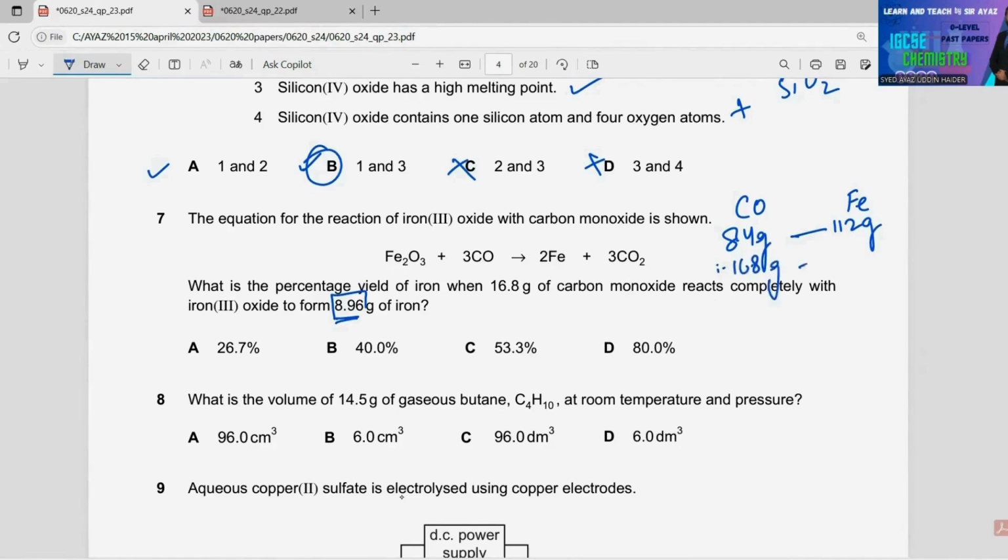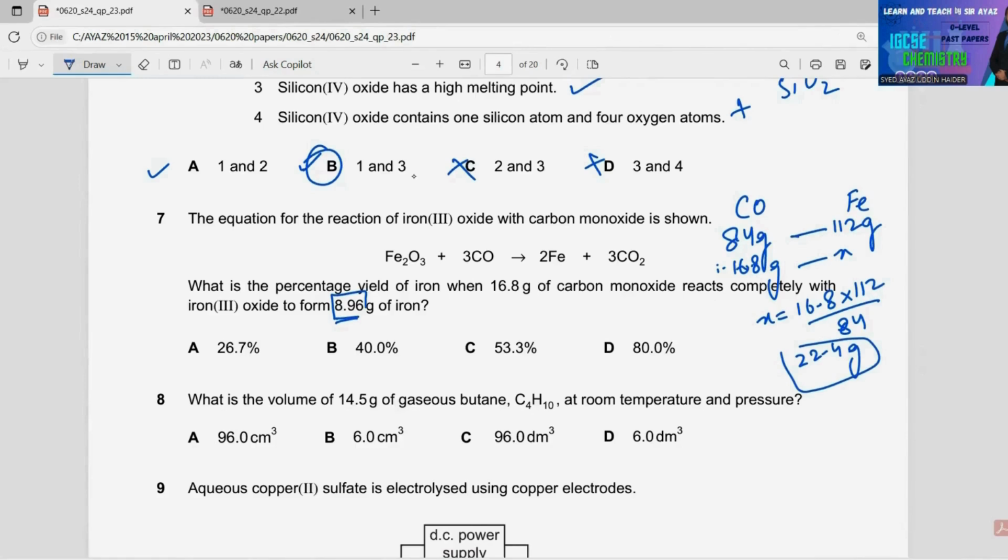Therefore, 16.8 gram gives X gram of iron. So X is equal to 16.8 multiplied by 112 divided by 84. 16.8 multiplied by 112 divided by 84 is 22.4. So 22.4 gram is the mass of iron which we will get from this.